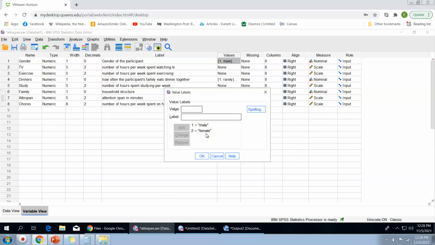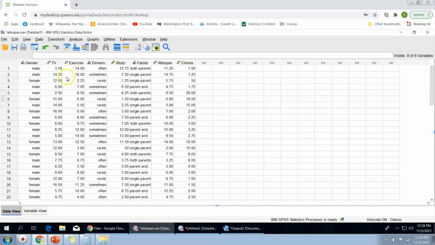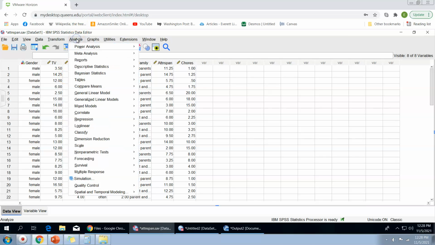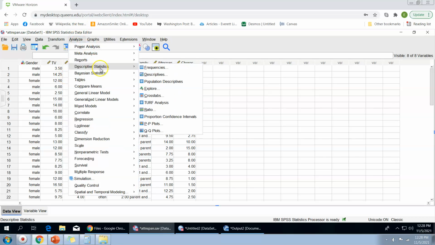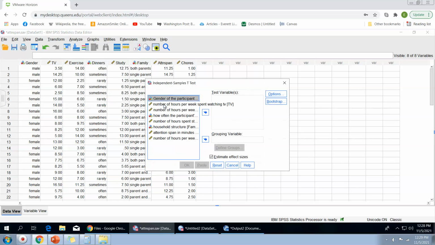And by the way, SPSS requires that these be coded as numeric. You can't just use female and male, because if you do, it won't run the two-sample t-test. So we've got those coded as 1 for males and 2 for females. So we're going to go to run this test. It's again analyze, compare means. And this is the independent samples t-test, not the summary one. This is just the plain old independent samples t-test.